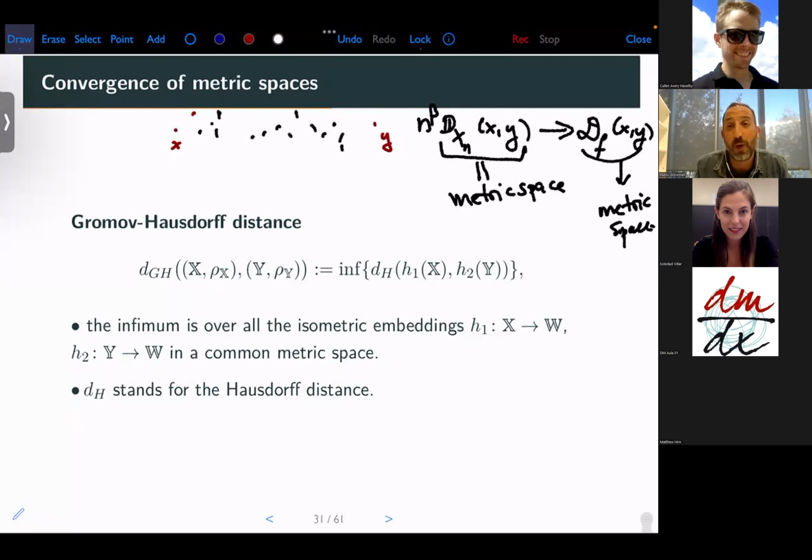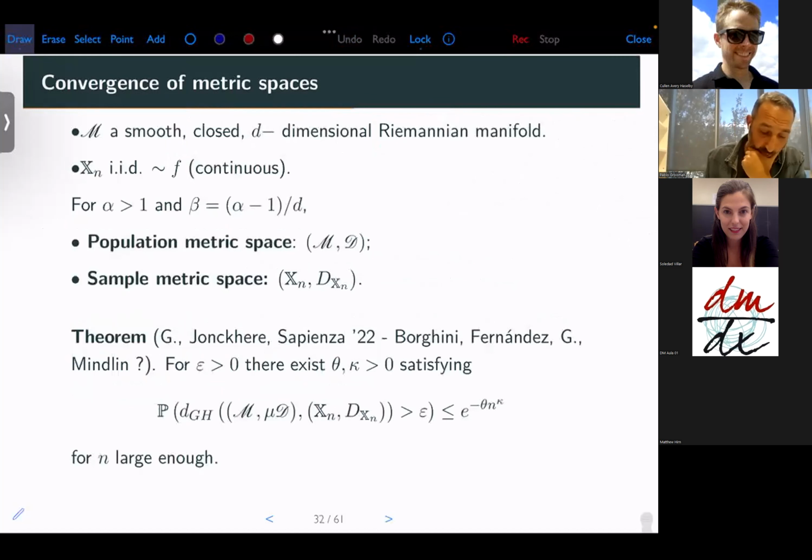So somehow we would like to prove convergence as metric spaces. So we need a notion of distance between metric spaces. Fortunately, there is a notion of distance between metric spaces, which is called Gromov-Hausdorff distance. And okay, there is the definition, but it's not that important. The important thing is that you have two metric spaces, and you can compute the distance between these two metric spaces.